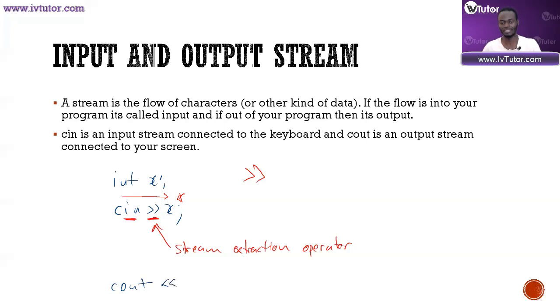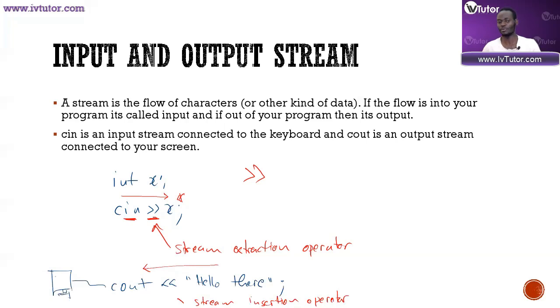In this case, you would then do something like this, and then you can put some text in here. If you do this, it displays on your screen, which means this is referred to as the stream insertion operator. Why? Because it's inserting data into your stream. Again, these operators point in the direction of data flow, which means your data is moving from here and going into your stream. Your output stream is connected to your screen, which means whatever is there is going to display on your console. And your input stream is connected to your keyboard, which means whatever the user types on the keyboard is what we are going to put in this variable X. So these are examples of an input and an output stream.